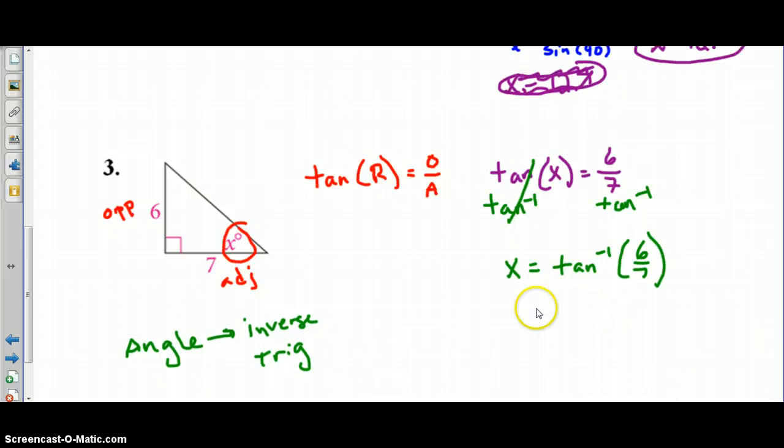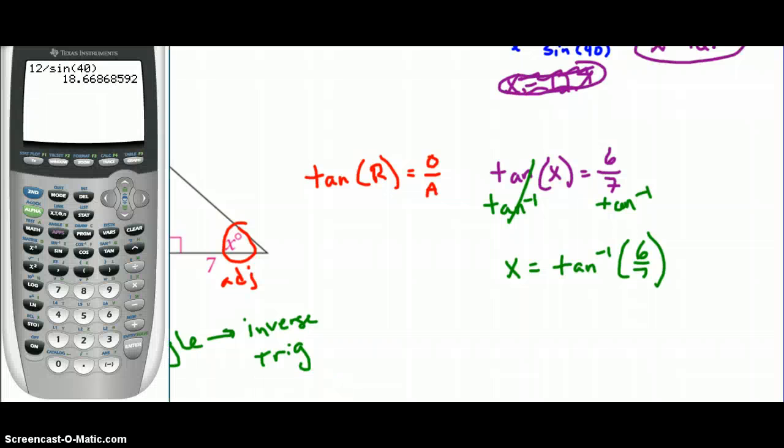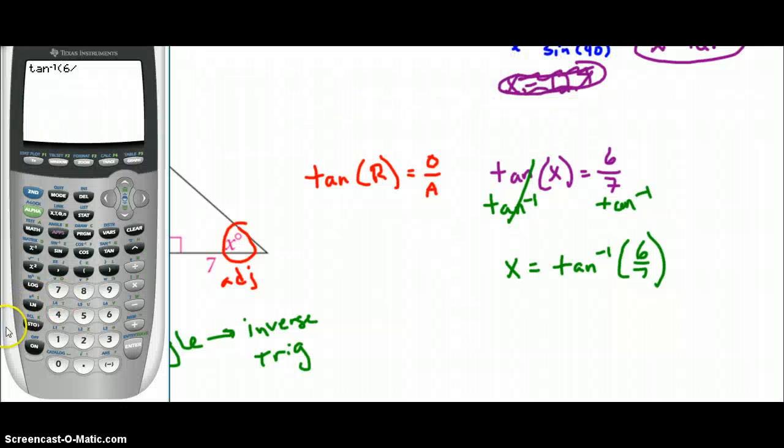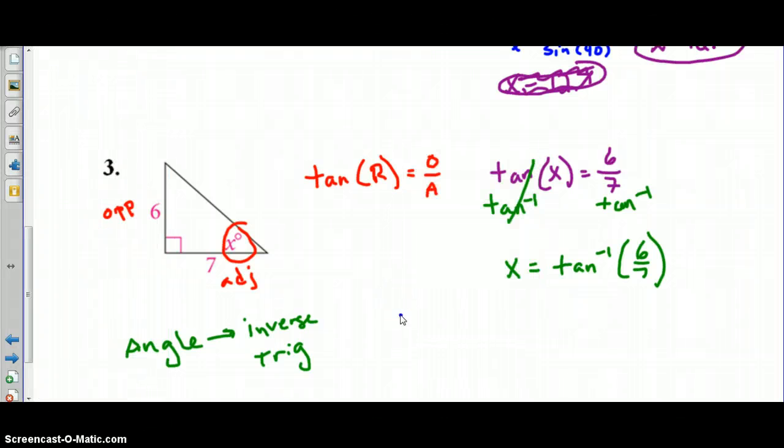So now that x is by itself, we can use our calculator. In order to use the inverse on my calculator, I press the second button, and above the tangent button it says tangent inverse. I can enter in my ratio of 6 divided by 7 and close the parentheses, and I can see that my angle measure is 40.6 degrees, rounded to the nearest tenth. And so in this scenario, x is equivalent to 40.6 degrees.